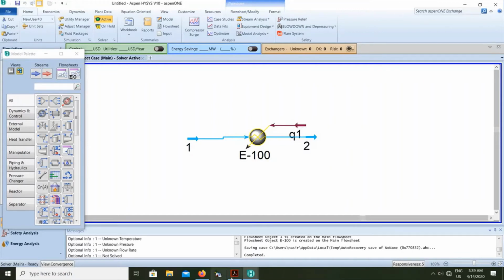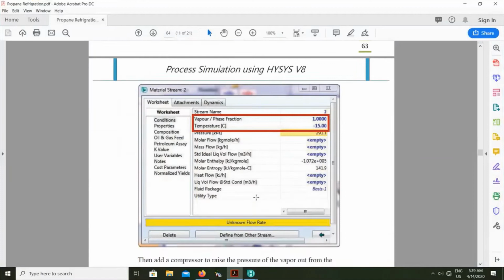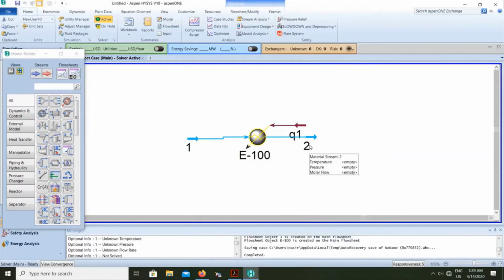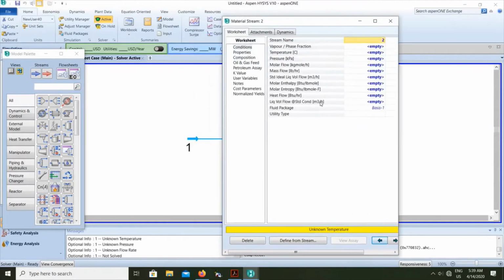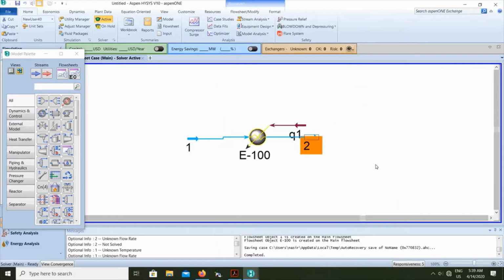Okay, and after this evaporator, what we need to do is go to the outlet stream of the evaporator, which is this stream. We open this one, and we know that after the evaporation it will be in vapor phase, so we can put 1 for the vapor, because everything is converted into vapor. And the second piece of information is the temperature, which is minus 15 degrees Celsius for the outlet stream. Once you provide this information, you close down this loop.